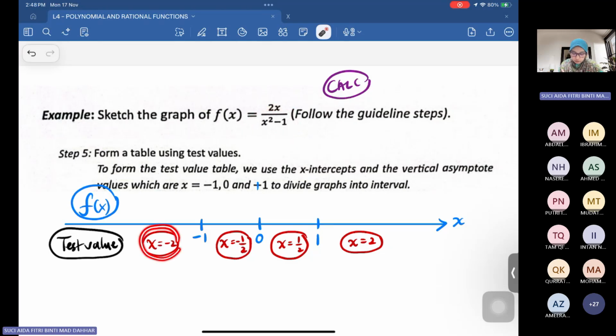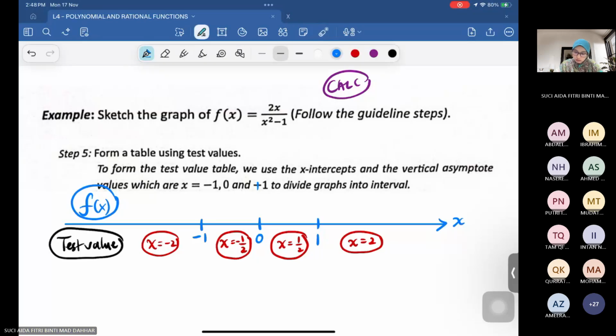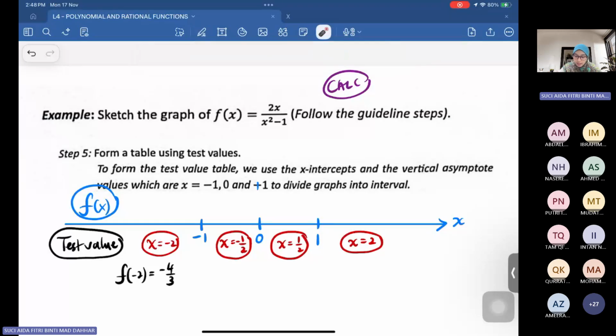So the first x value that I want to use here is -2. When you press -2, what will you get? You will get your y value right away. I got f(-2) equals -4/3. Is that correct? Should you get the same? So it is negative. I just needed to know the sign, so I end up getting a y value that is negative.